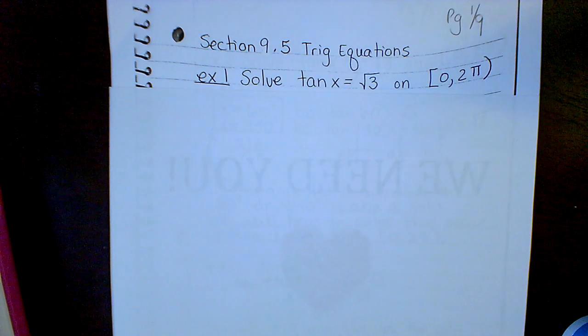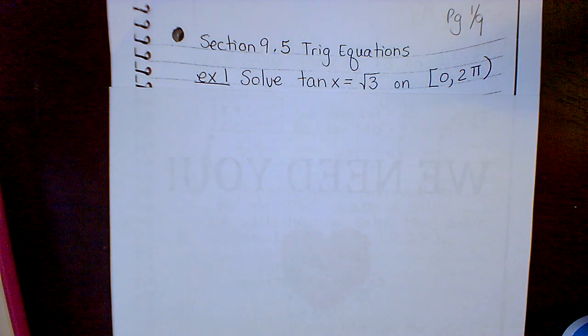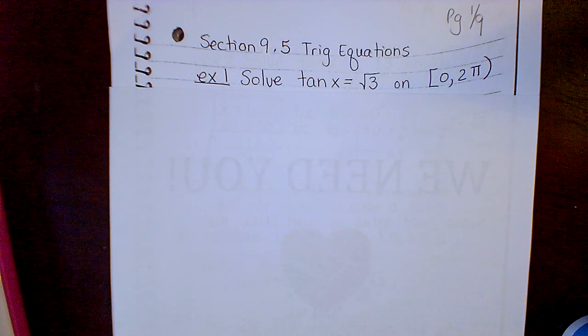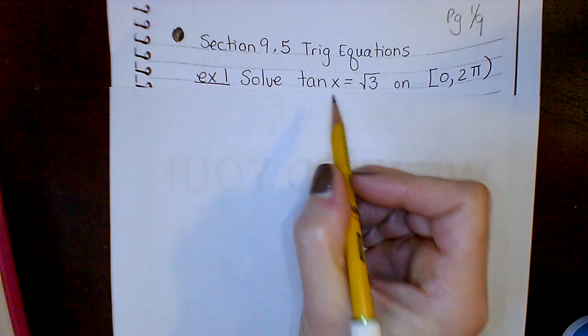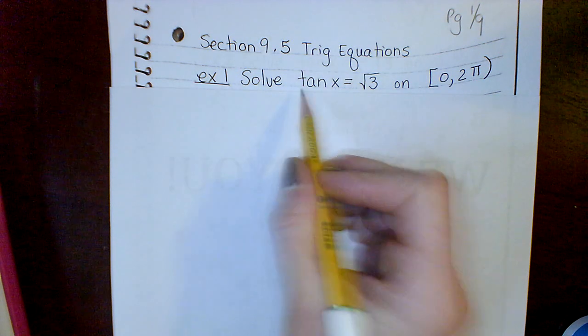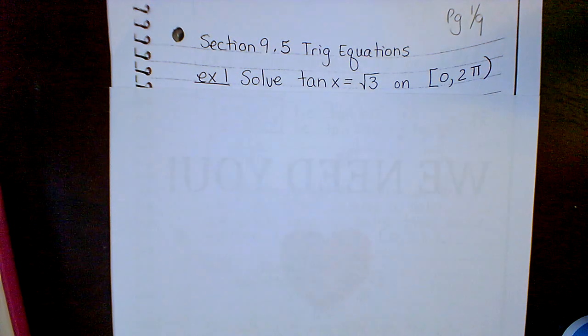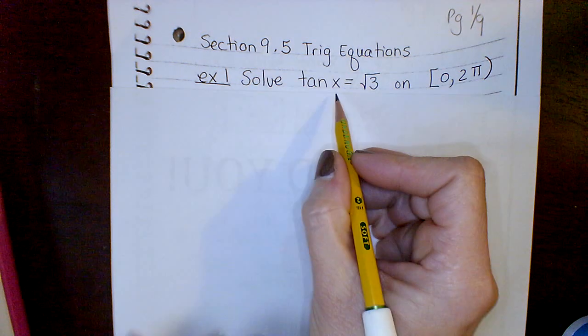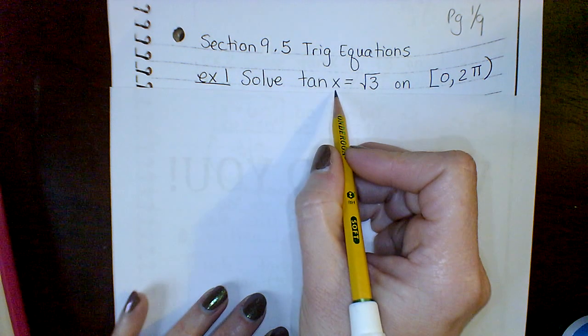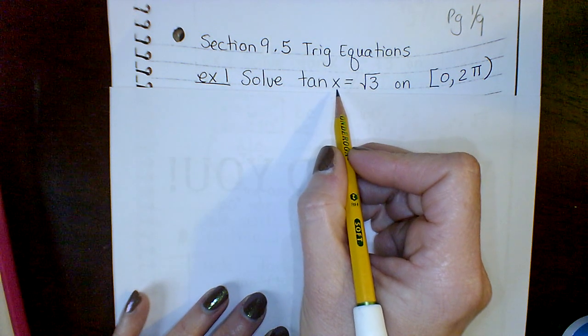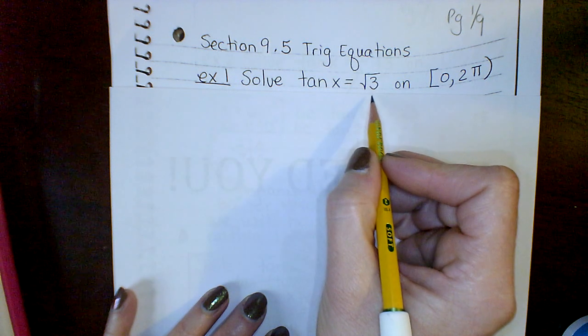So this is the first part of section 9.5, and this is on trig equations. I'm just going to dive right into it. Solving a trig equation is just like solving any other equation. The goal is to find the value or values that you can substitute for the variable that will make this statement true. So what this is asking you is, the tangent of what angle or angles is root 3?